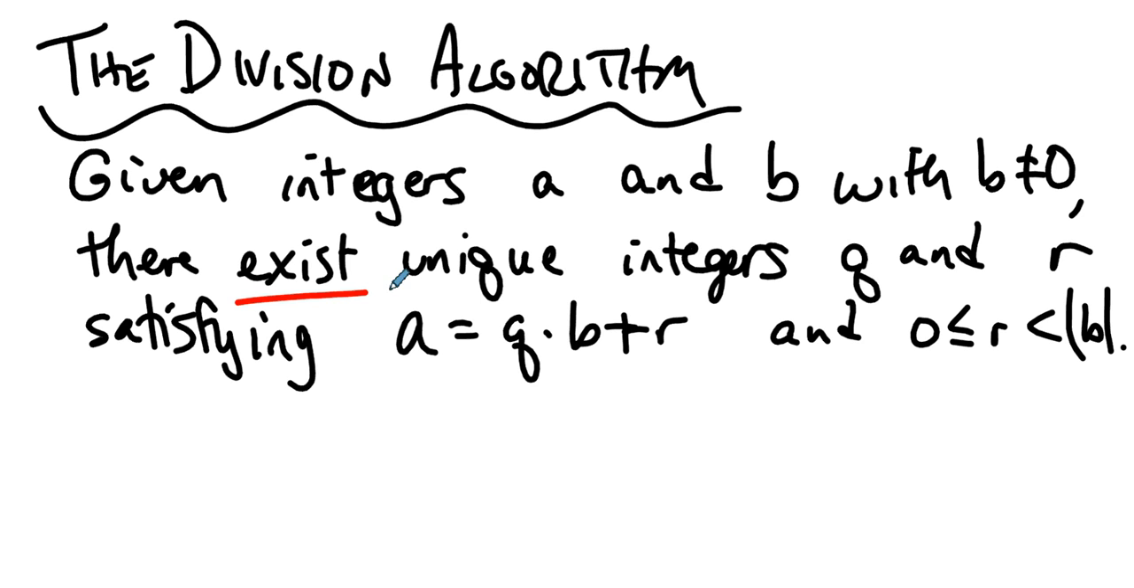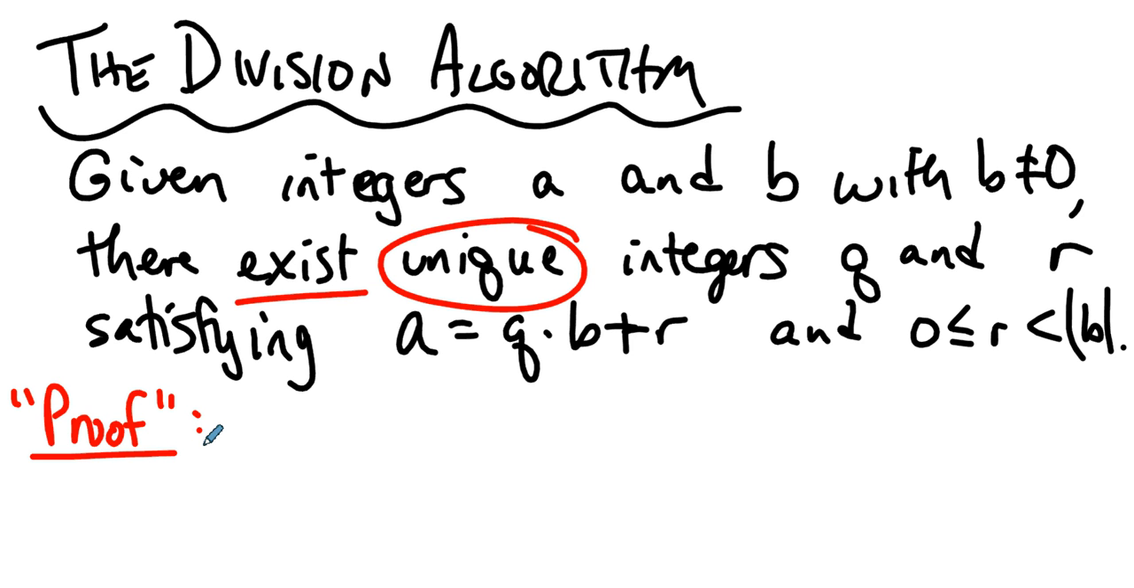We have to show that they exist. We have to show that they're unique. So there's usually a two-part process involved, and indeed there is here. I'm going to sketch the proof. So this is not a formal proof, but I'll sketch it. And the proof goes as follows.